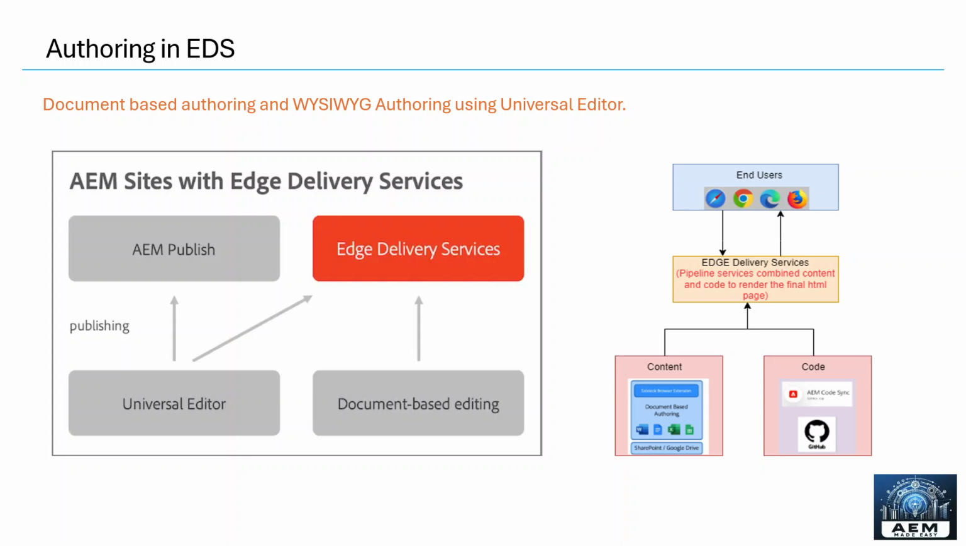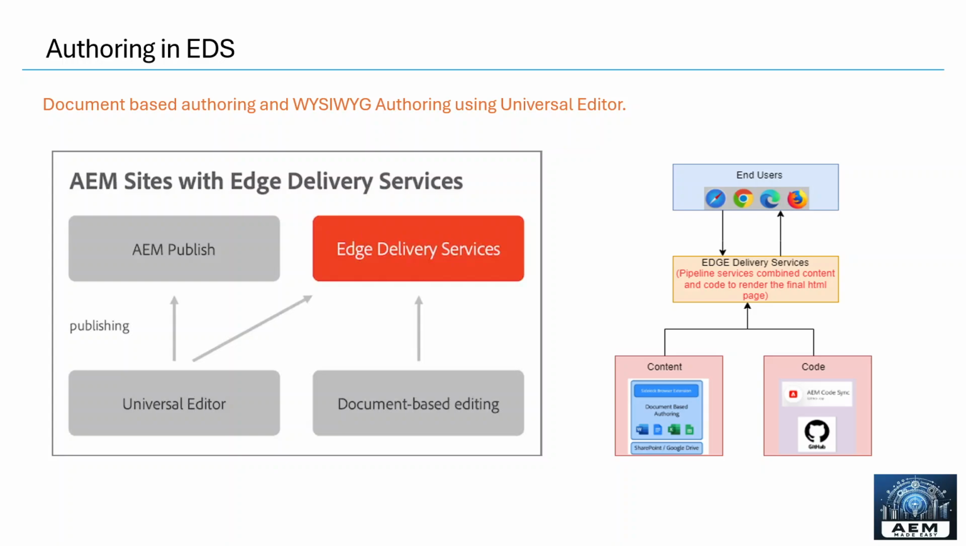The second kind of authoring is the what-you-see-is-what-you-get authoring, where the content, instead of being present inside a document in Google Drive or SharePoint, is AEM Sites content.